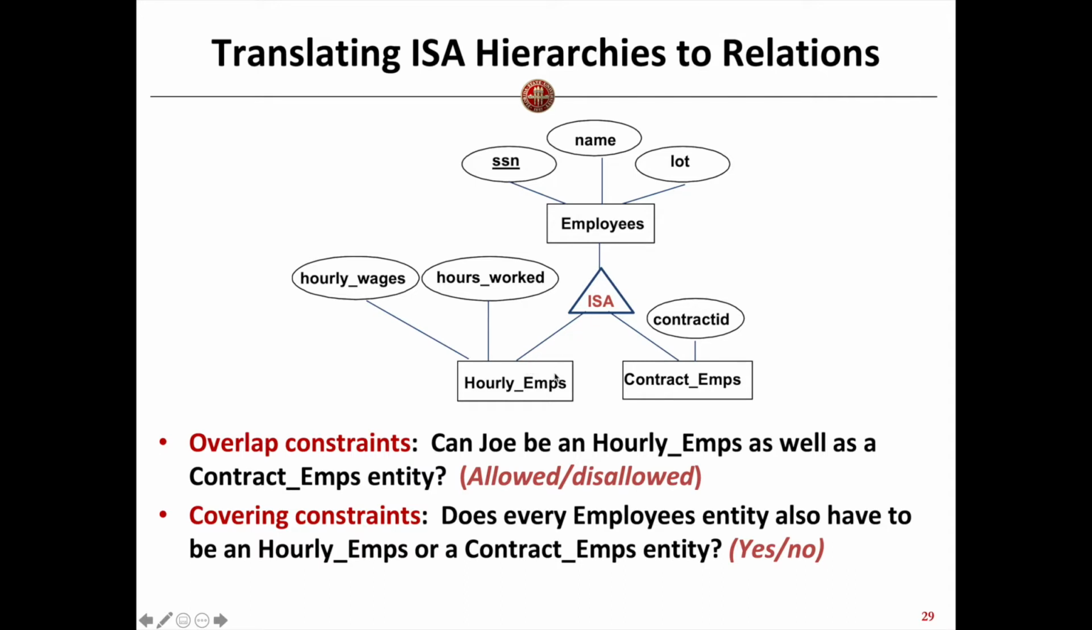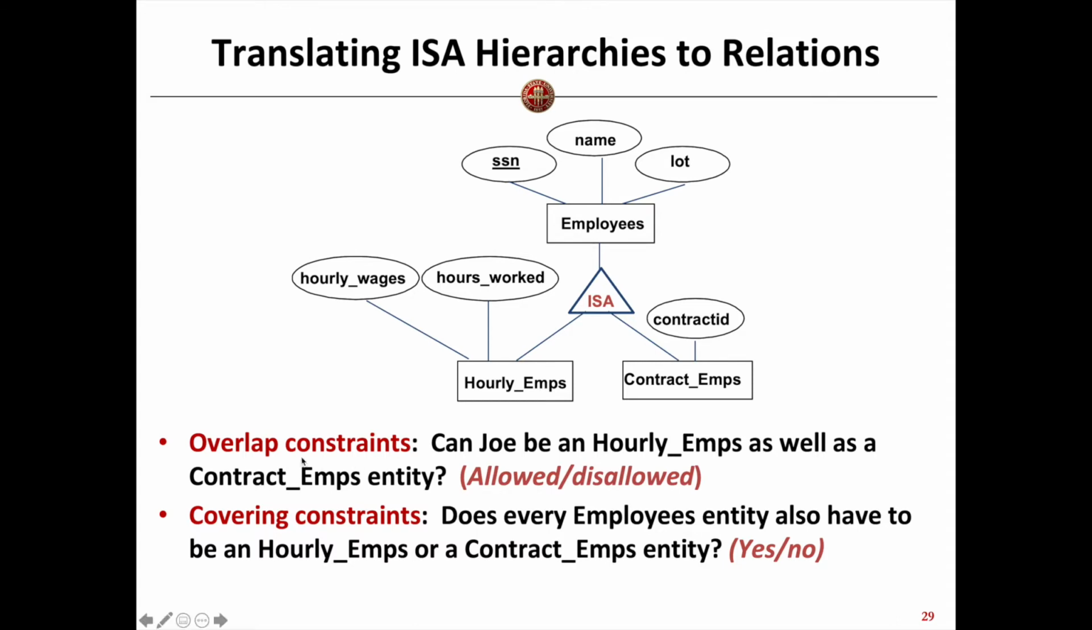Besides the hourly employee, we also have this contract employee, right? It is also a type of employee. And for the contract employee, its attribute is the contract ID. We know that they are all the subclasses of the employees, right? So when we do the translation of such an ER diagram into relations, how can we do the translation? It will be very different, right? And before we show you the translation, we have a question to ask you.